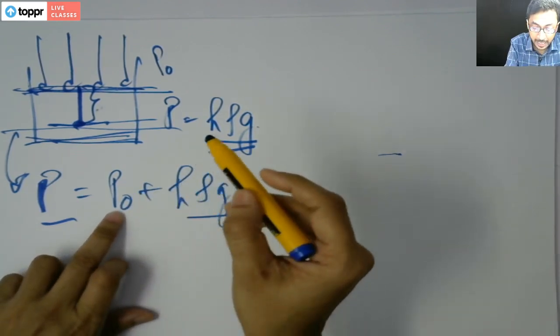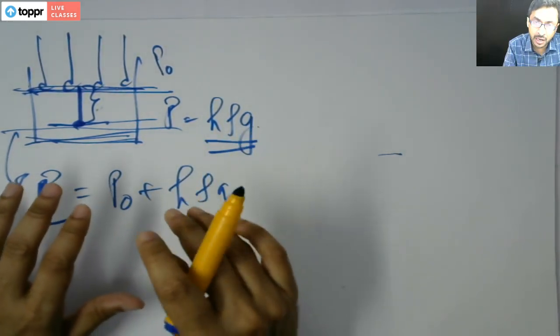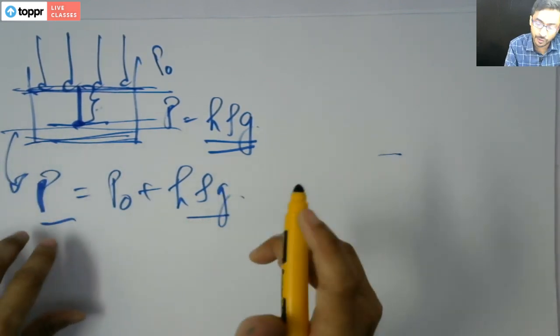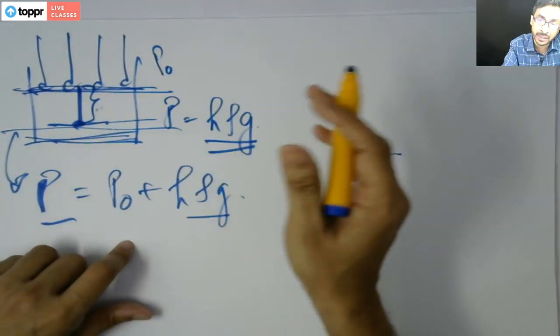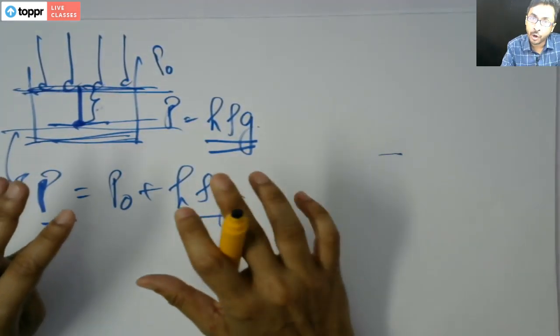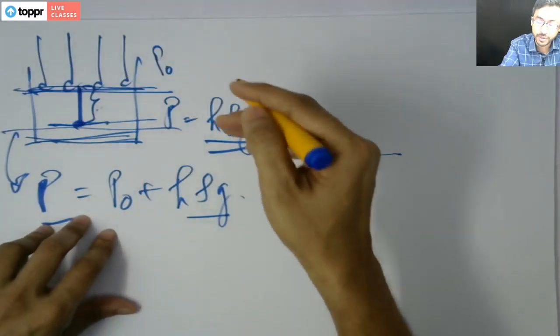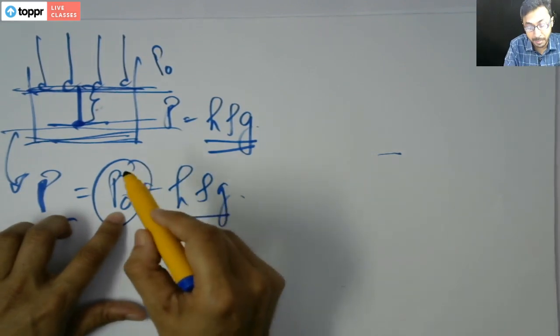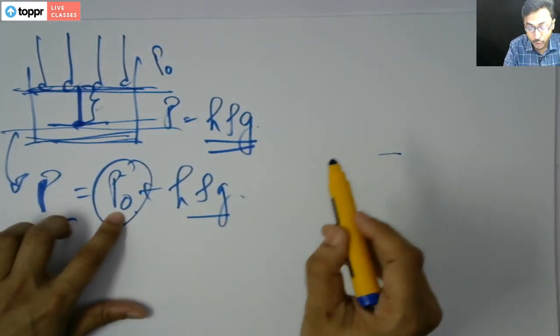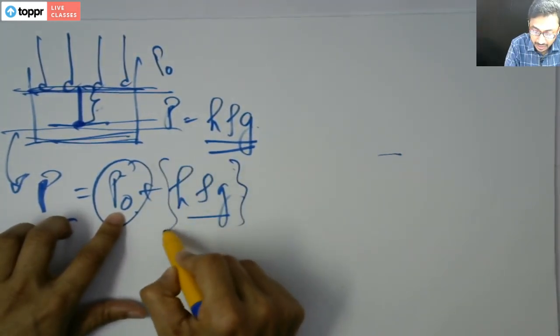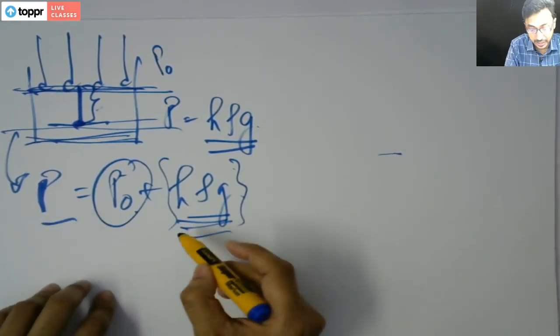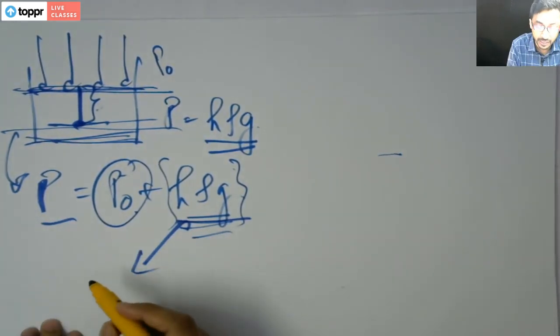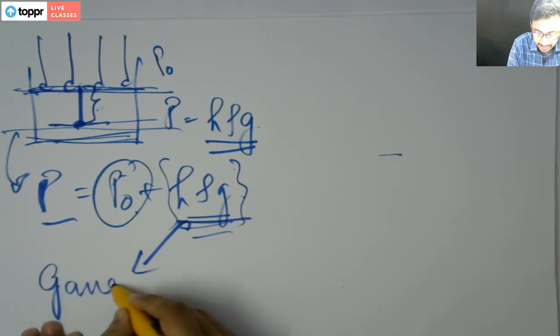Now, for our own purpose, when we are comparing the pressure in two vessels or some other purpose where the atmospheric pressure is the same, we don't need to add this atmospheric pressure all the time, because this part is common to both. So we basically work only with the H rho g, and this H rho g has a special name, called the gauge pressure.